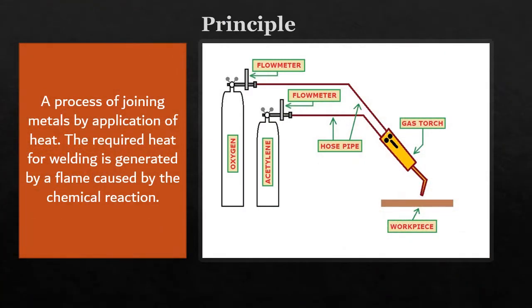So the next is the principle of oxy-fuel gas welding. This is a process of joining metals by application of heat. The required heat for welding is generated by a flame caused by a chemical reaction. The fuel gas, commonly acetylene, when mixed with a proper proportion of oxygen in the mixing chamber of the welding torch, produces a very hot flame. With this flame, it is possible to bring metals to a molten state and cause a fusion of two pieces of metals.